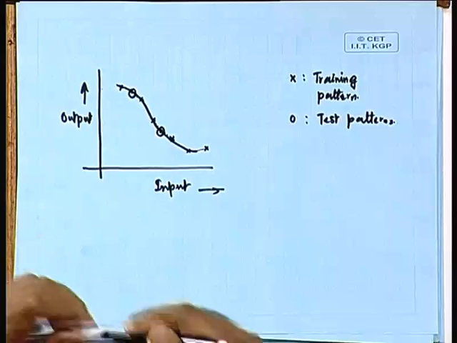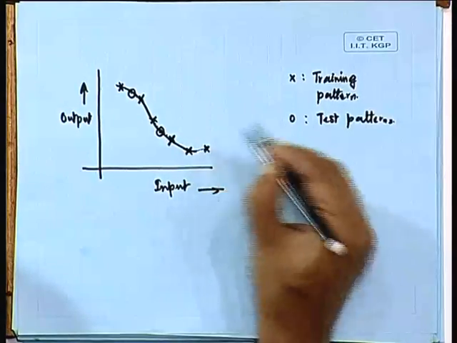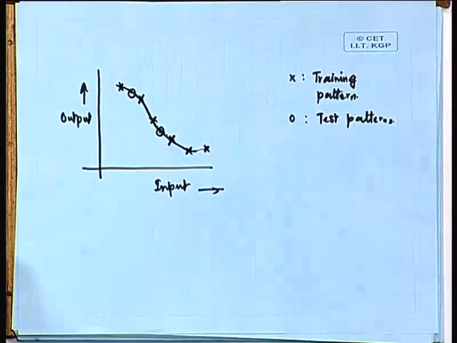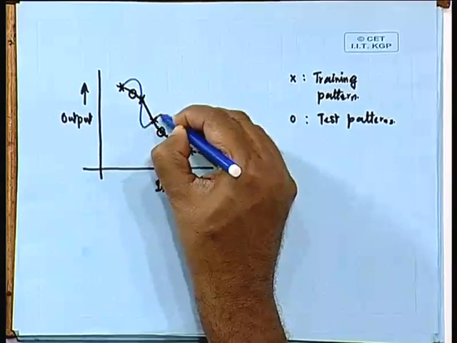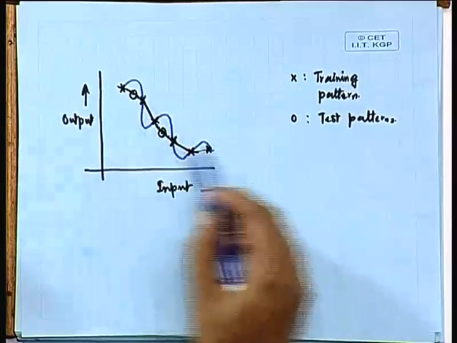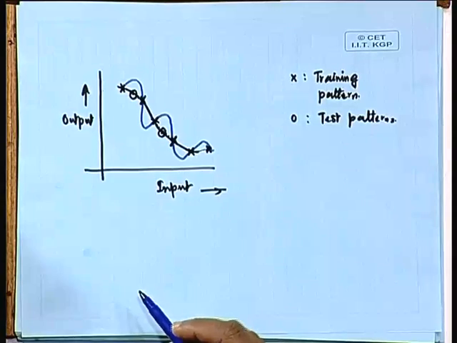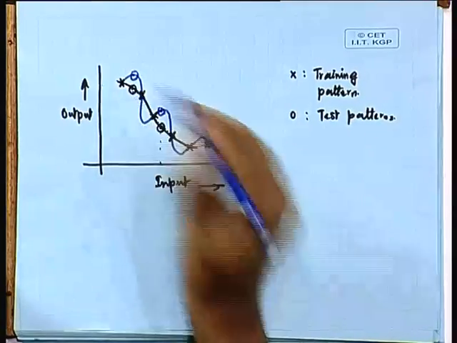But let us say that, taking the same crosses here, we remark the cross positions, that means our training pattern positions, and we have realized another function which is not that well generalized. Of course, the function that you are approximating has to pass through the training pattern points, so there is no harm in fitting a function like this. Who says that it is bad? This function which I have drawn in blue is also passing through all the training patterns. But if I have to accept this blue function as my approximating function, then for this input I would be getting this as the output, not this, and for this input I will be getting this as the output, not this.